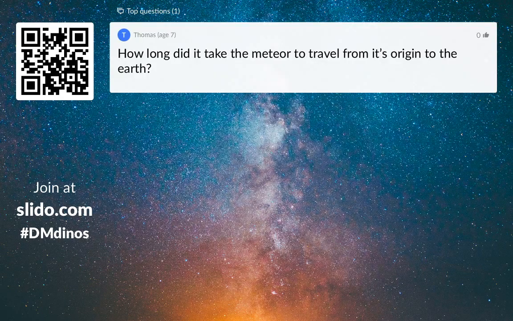Oh, how long did it take the meteor to travel from its origin to the Earth? Oh, a long time. I can't do that maths in my head, but if it's travelling at a few hundred miles an hour or so relative to the Earth, and it's coming from 10,000 AU, it's going to take a while to get all the way from the outer solar system. And that's a really great question, Thomas. But off the top of my head, I'm not sure, so I'll have to look into that. But yes, thank you for that question.